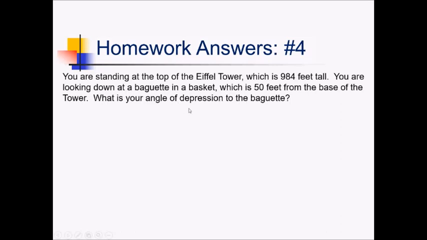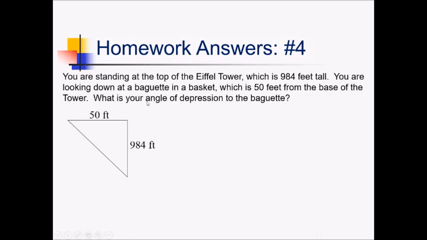Well, since we're doing angle of depression, that's an upside-down right triangle, like so. And in terms of our dimensions, we're at the top of the Eiffel Tower, which is 984 feet tall. Here's the Eiffel Tower over here on the left, and you're at the top looking down at the bottom of this triangle at the baguette. So the height here is actually the same as this height over here for the triangle, and that is 984 feet. And now we're told that the baguette itself is 50 feet from the base of the tower. So this is 50 feet down here, but of course there's no triangle drawn down there, so we're going to use the top of this triangle to represent that 50 feet.